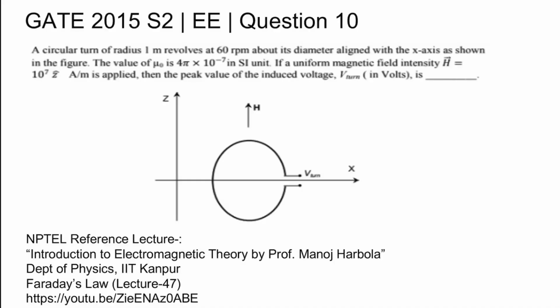15 set 2 electrical question number 10. It says the circular turn of radius 1 meter revolves at 60 rpm about its diameter aligned with the x-axis as shown in the figure. The value of mu 0 is 4 pi into 10 to the power minus 7, and if a uniform magnetic field intensity H vector, which is along the z axis, 10 to the power 7, is applied, then the peak value of induced voltage is being asked.